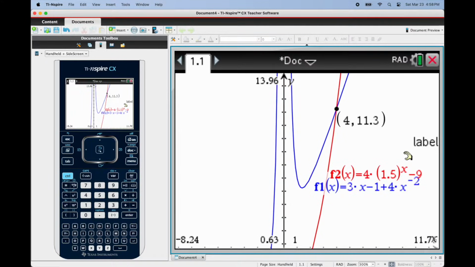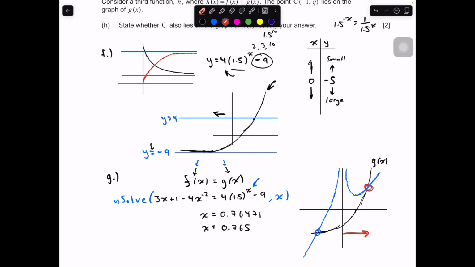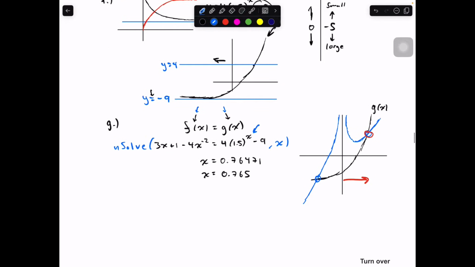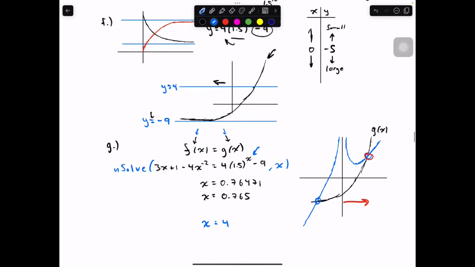I wrote 3x plus 1 on that original nsolve question, but it's actually 3x minus 1. So here we go. Let's write this out. I'm going to go back to the document and write this out tentatively as x is equal to 4. And I'm going to go ahead and type this quickly back into nsolve.